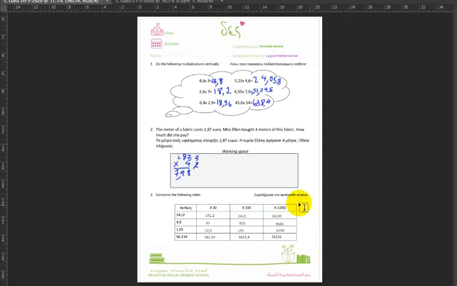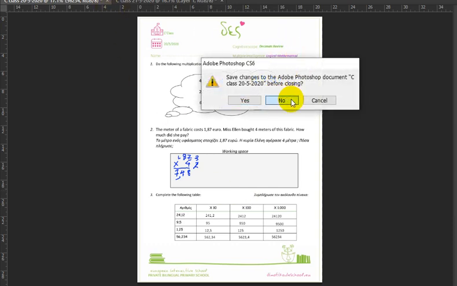So that's the entire worksheet. Pause the video if you need to check for the answers. We are moving on.